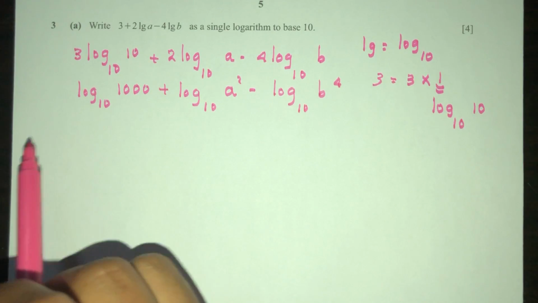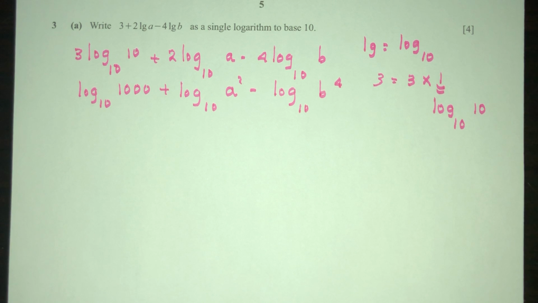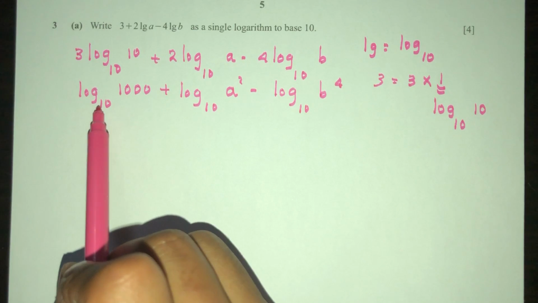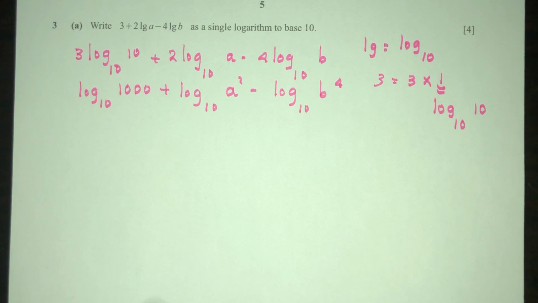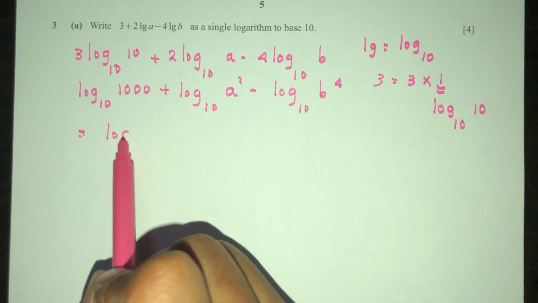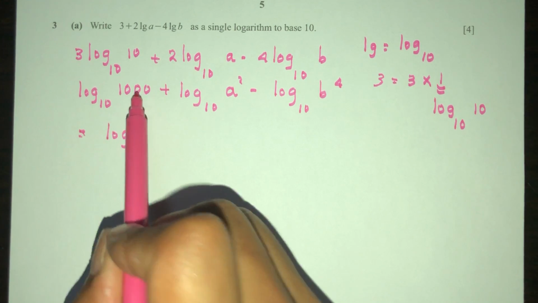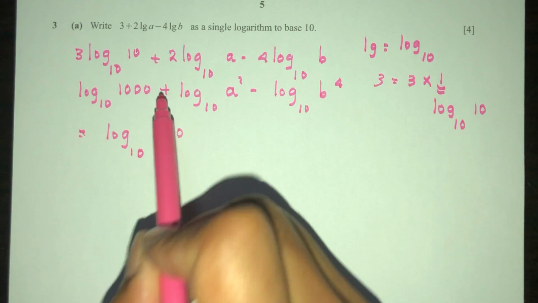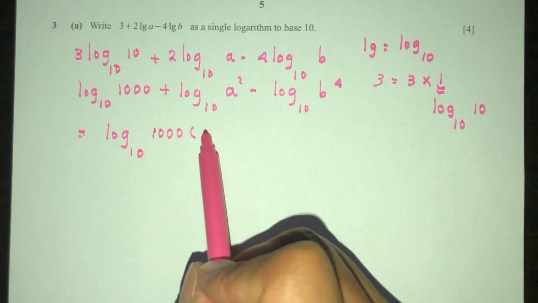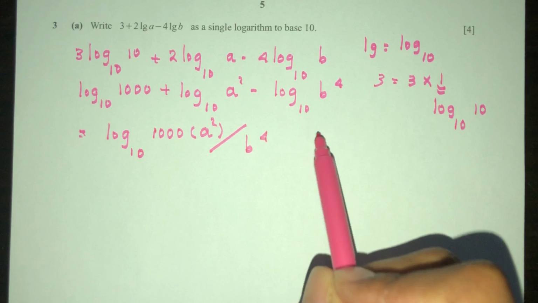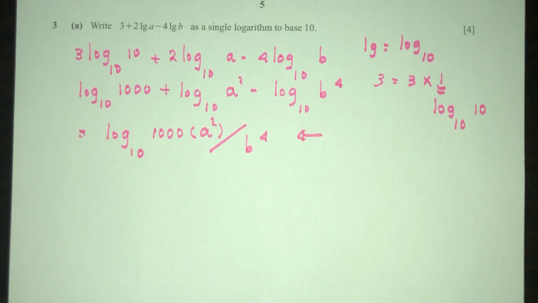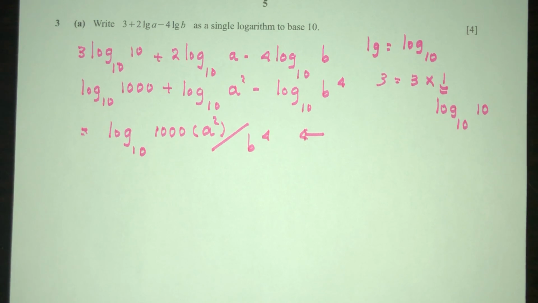Now simplify, obviously we have to know the laws of logarithms to solve this. When the base is the same, log base 10, we can combine them together. When you have plus and minus, we can combine everything together. For example, that will be log to the base of 10 as a single one. Then here we have 1000. When you have plus, it becomes multiply by this value. When you have minus, it becomes divide by this value. So here you go. This is your answer expressed as a single logarithm to the base of 10. That is part A of your question.